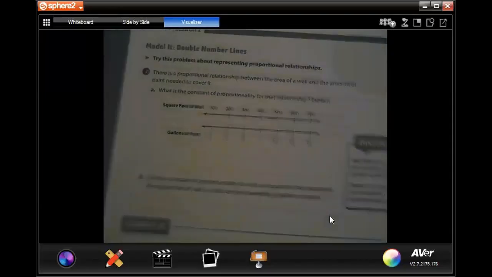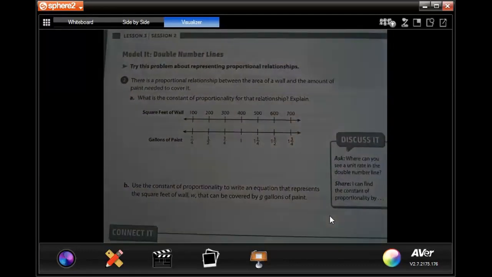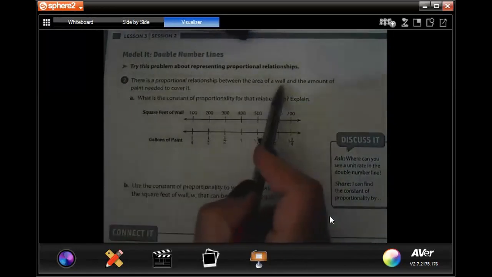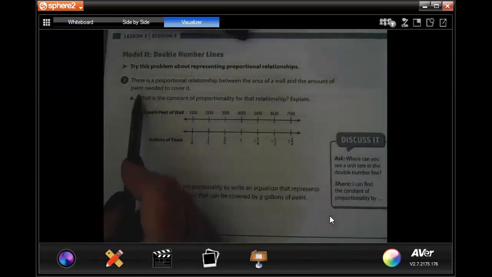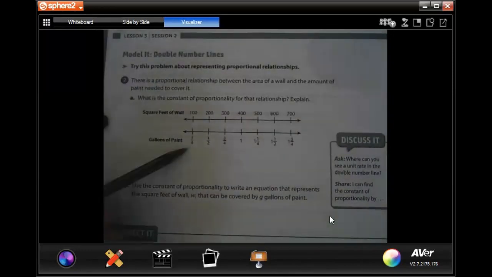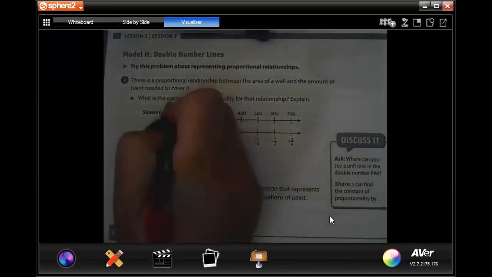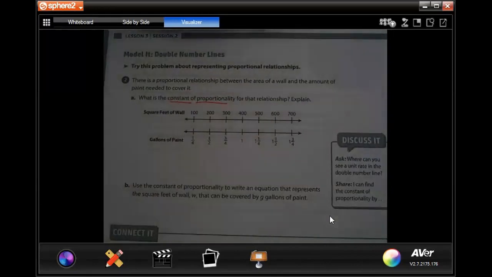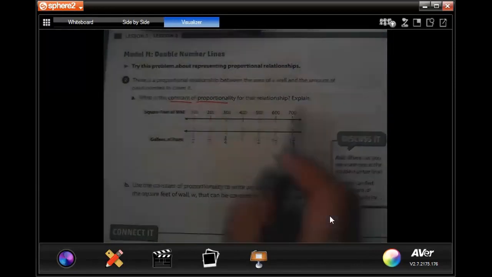Okay, so now, this is where it gets interesting because we are going to apply everything that we've done into more of a complex problem. There's a proportional relationship between the area of a wall and the amount of paint needed to cover it. So they're already telling us that there is a proportional relationship, so we don't have to find that. What is the constant of proportionality, aka unit rate, for the relationship? And then explain it.